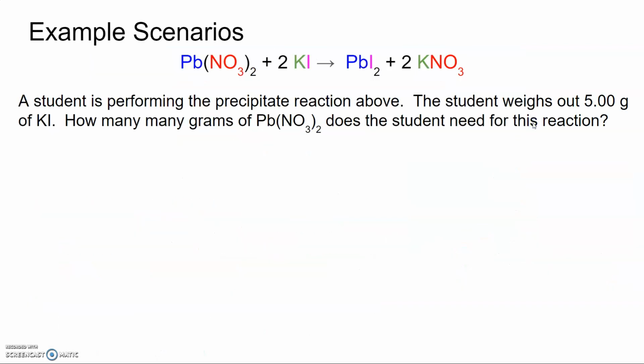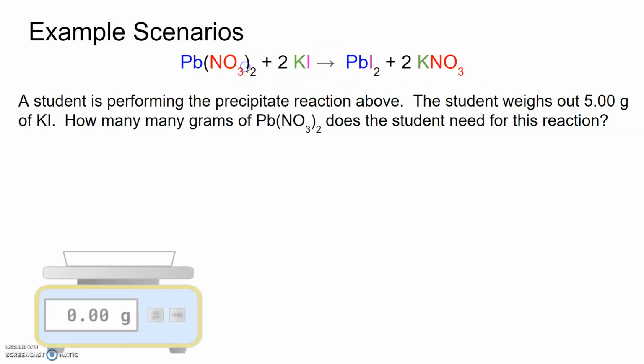So let's look at an example scenario so we can see where this would play out in a lab. Let's say a student is performing the precipitate reaction above, and the student weighs out 5 grams of potassium iodide, 5 grams of KI, and they want to know how many grams of Pb(NO3)2 they need to weigh out for this reaction?